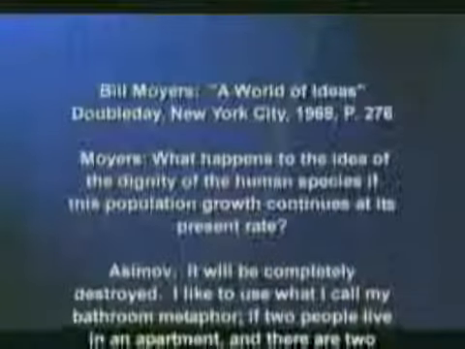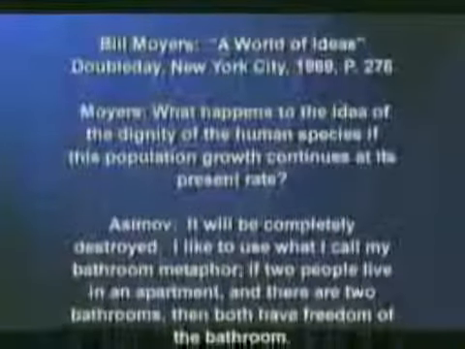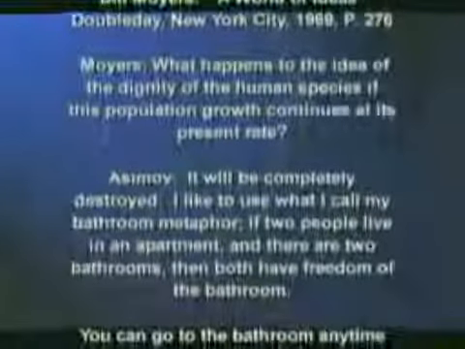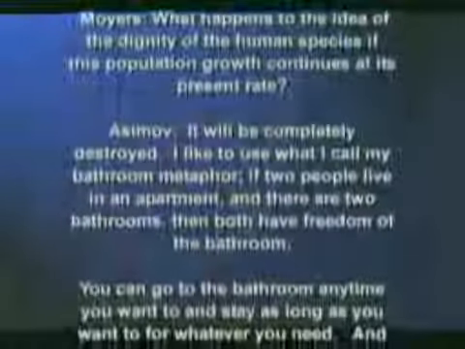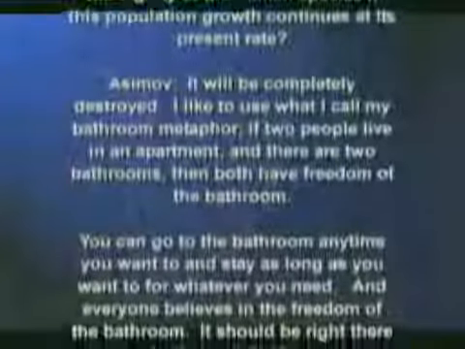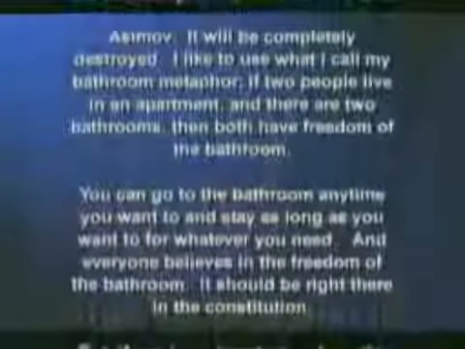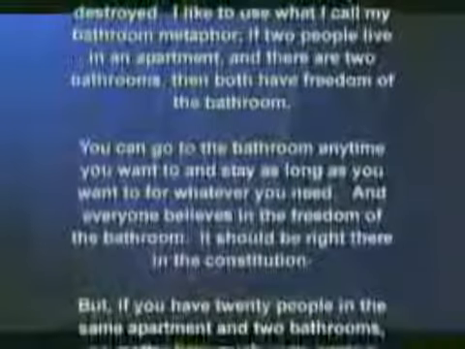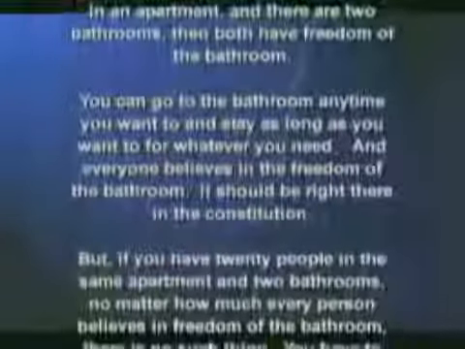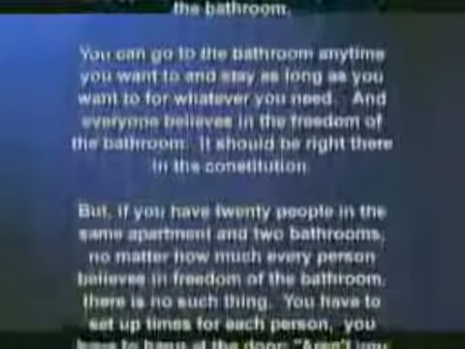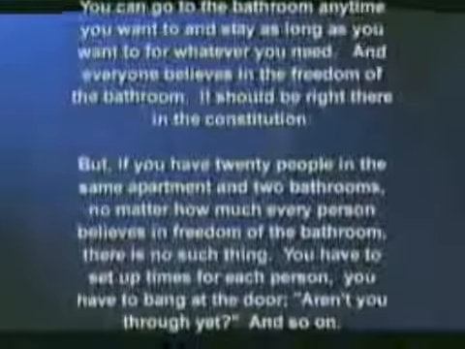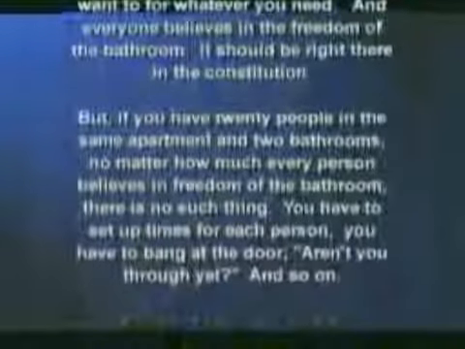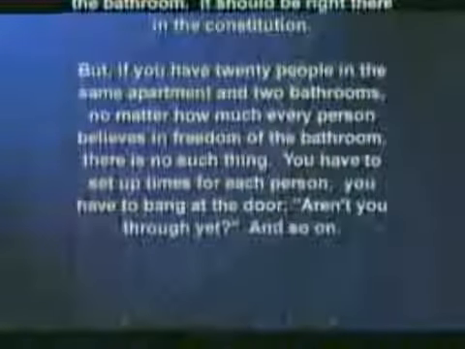I like to use what I call my bathroom metaphor. If two people live in an apartment with two bathrooms, and both have freedom of the bathroom, you can go to the bathroom anytime you want, stay as long as you want for whatever you need, and everyone believes in freedom of the bathroom. It should be right there in the Constitution. But if you have 20 people in the apartment and two bathrooms, then no matter how much every person believes in freedom of the bathroom, there's no such thing. You have to set up times for each person. You have to bang on the door, aren't you through yet, and so on. And Asimov concluded with what I think is one of the most profound observations I've seen in years.